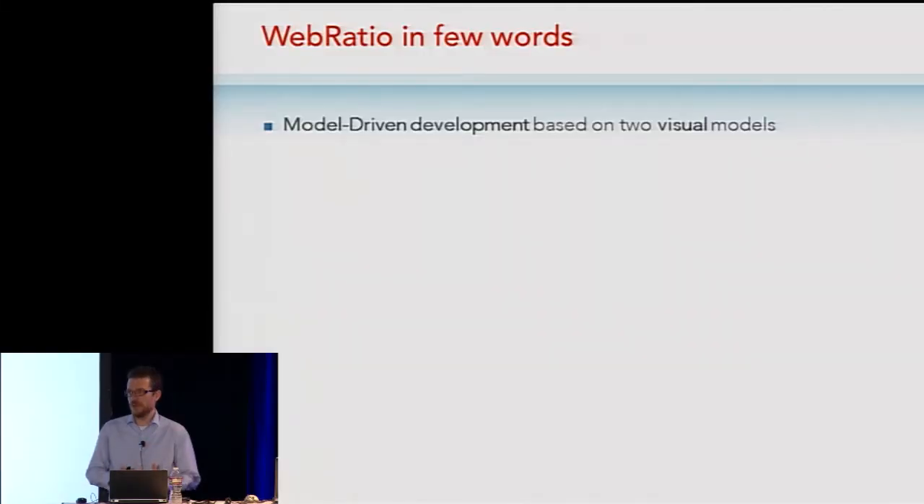WebRatio is a model-driven development tool that is based on two visual models that we will cover later, in a minute, and allows you to build your custom enterprise web application. The web applications are SOA web applications based, obviously, on BPM, but also not only on BPM, because you can also build applications that start from just the integration with SOA or just a portal or something like this.